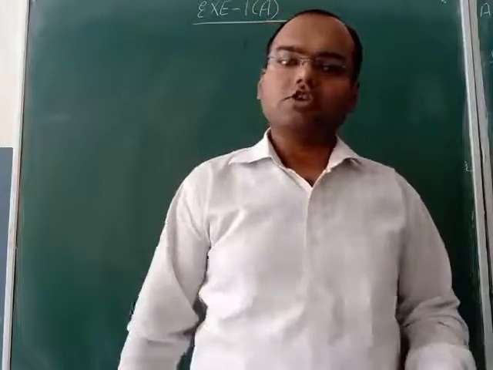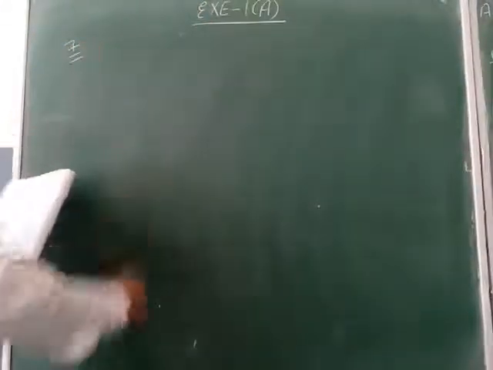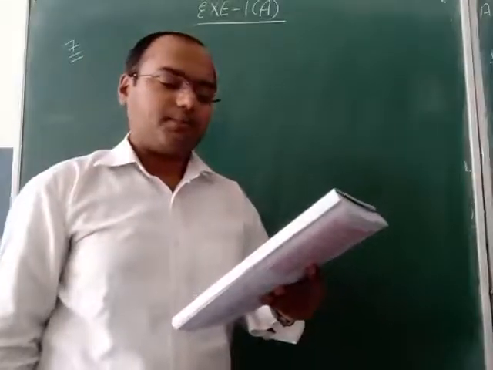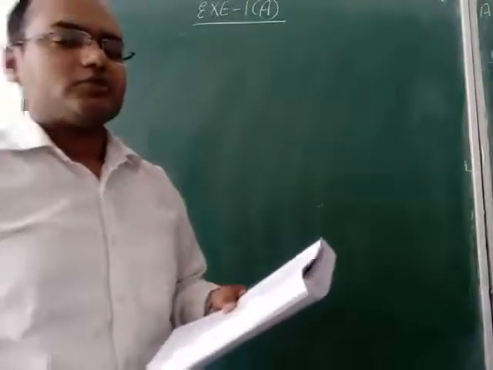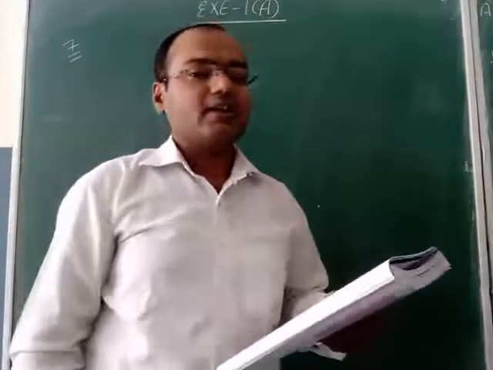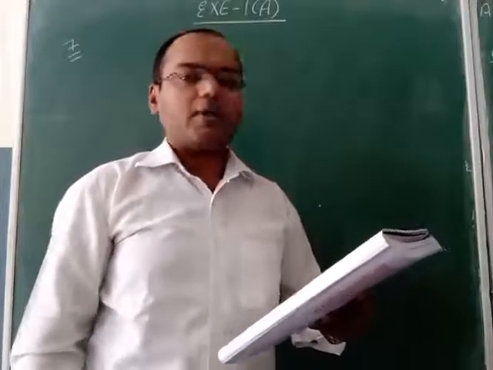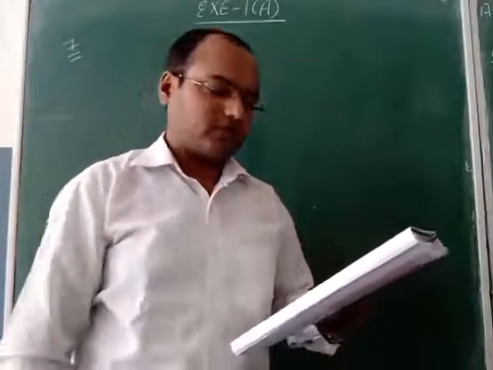Now all of you see question number 7. Identify the empty set, singleton set and pair set. Empty set means the set in which no element is there. Singleton set means the set in which one element is there. And pair set means the set in which two elements are there.